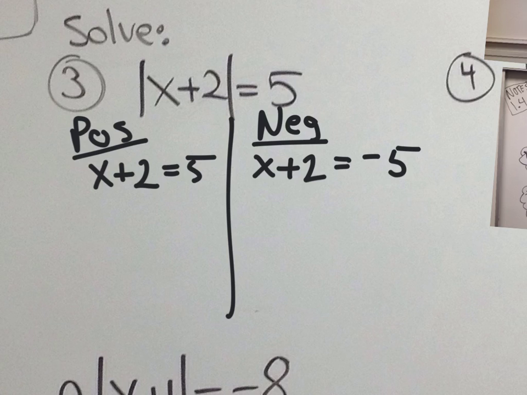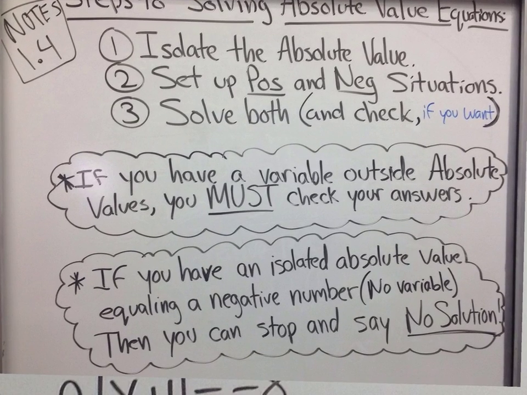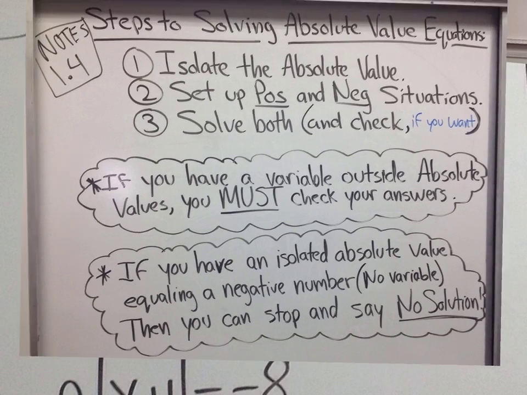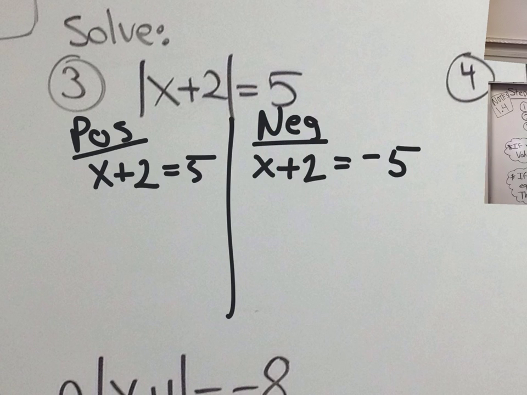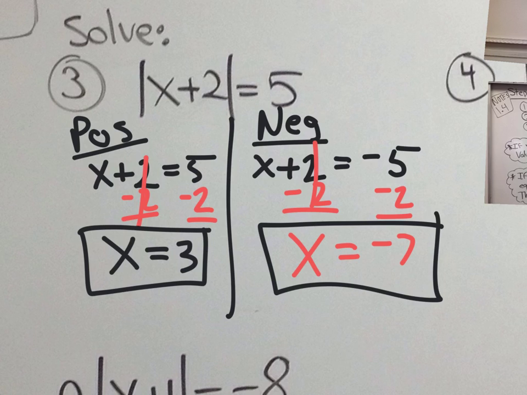Let me actually pull up the steps once again. Step 3 is to solve both and check if you want. And now we'll get back to the if you want part in a little while. But let's solve both. Okay, so I'm going to subtract 2. It's going to cancel. Subtract 2. You're going to end up with x equals 3, and ladies and gentlemen, that is an answer. Let's do the other side. We're going to subtract 2, and subtract 2 cancels. X equals -7, and ladies and gentlemen, x equals -7 is an answer.